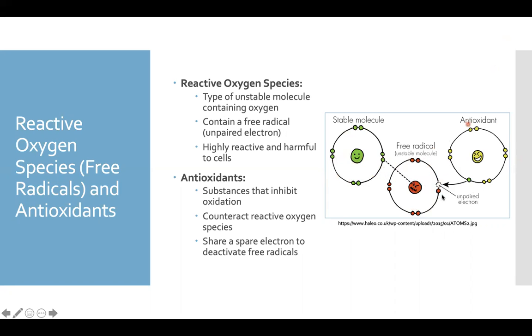This is where antioxidants come in. Antioxidants are substances that inhibit oxidation and counteract reactive oxygen species. As shown in the diagram, antioxidants will share a spare electron with free radicals to deactivate them and make them stable. This is why the study of antioxidants is important, because effective antioxidants can help our bodies tremendously.